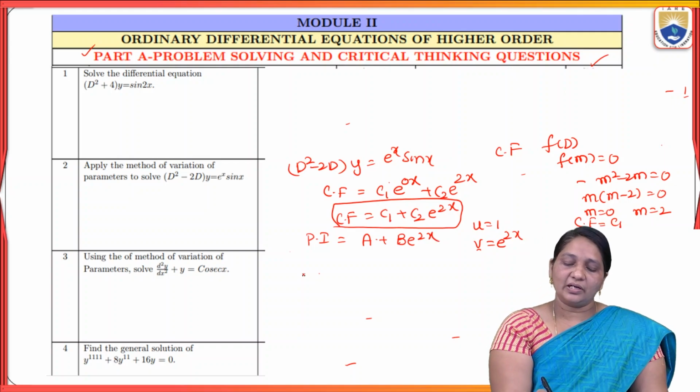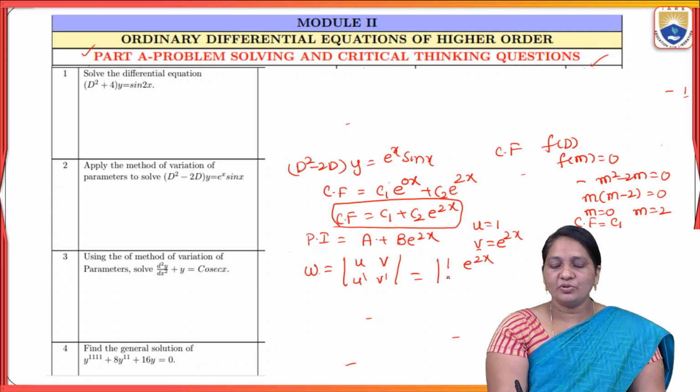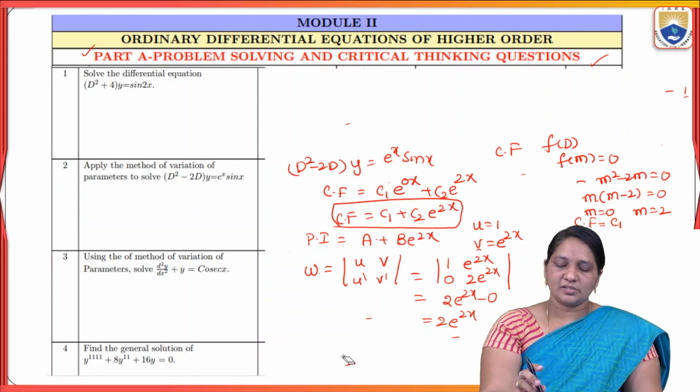Now we are going to calculate the Wronskian value. What is the Wronskian value? It is the determinant of u, v and u dash, v dash. What is the u value? The u value is 1, the v value is e power 2x, and u dash is 0. v dash, the derivative of e power 2x, is 2 into e power 2x. Now this Wronskian value is 2 into e power 2x minus 0. Finally this is 2 into e power 2x. This is the Wronskian value.